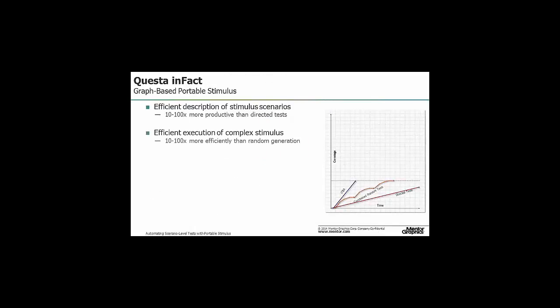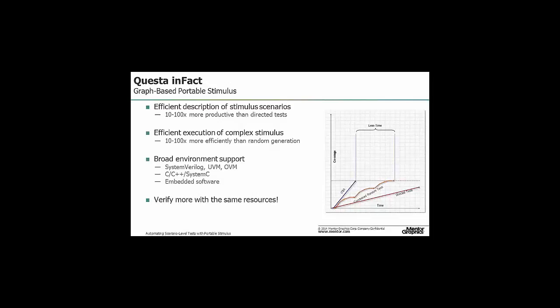So our implementation of this is a tool called Questa, in fact, that uses this independent language to effectively describe scenarios at a high level. And during simulation, it is systematically traversing the graph to produce the right stimulus for the scenarios you want. It is working with a number of different target environments. So typically it can be used at block level with a UVM or OVM test bench. It also works with SystemC, but it can also drive embedded software running on a processor using exactly the same description, as we will see later.